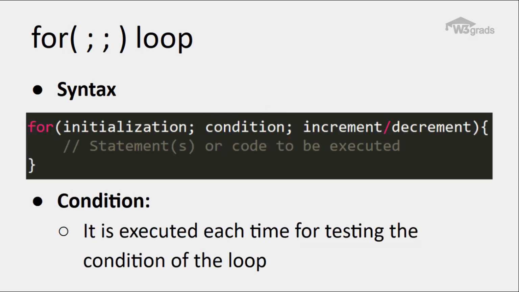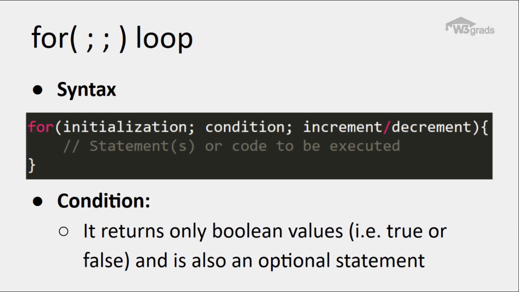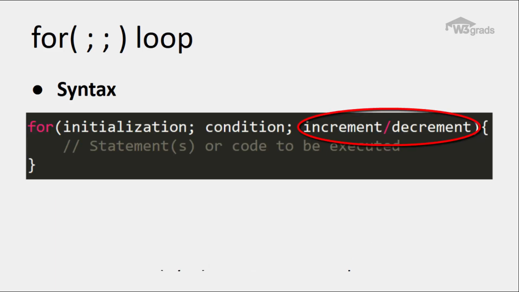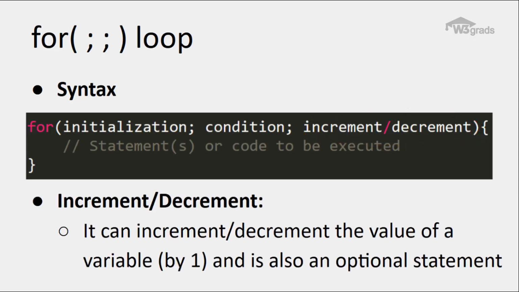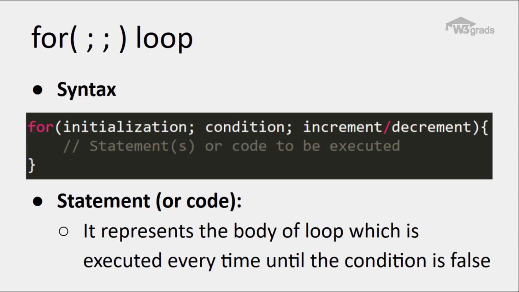Condition. It is executed each time for testing the condition of the loop. It continues the execution of the loop until the condition is false. It returns only Boolean values that are either true or false. It is also an optional statement. Increment or decrement. It can increment or decrement the value of the variable, and it is also an optional statement. Statement. It represents the body of the loop, which is executed every time until the conditional expression is false.